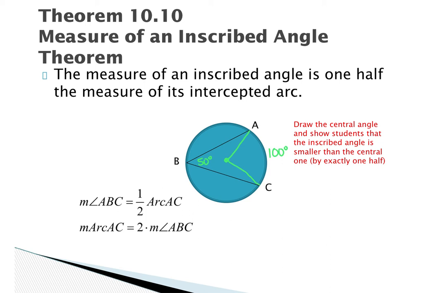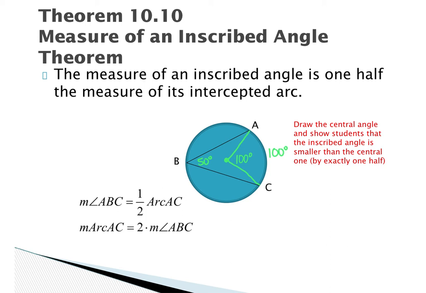Does anyone think they could tell me what this angle is if it started in the center? It's not 75. Christian? Why is it 100? Very good, okay? Do you guys see the difference here? So when our vertex is in the center, it's the same as the arc. Make sense? But when we move the vertex away from the center, doesn't our angle become a lot smaller? And it becomes smaller by exactly half, okay?